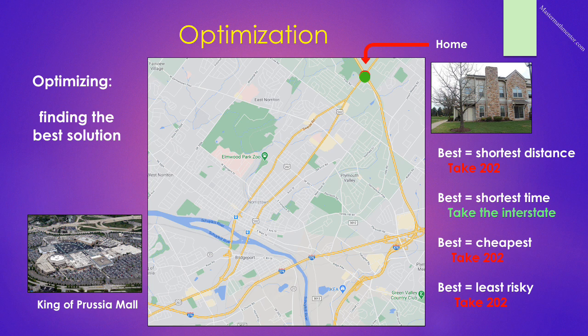and that costs money. If best means least risky, we would also take 202, because once we're on an interstate and there's a traffic jam, we're stuck, whereas with 202, we could go onto side streets. This video will deal with optimization problems and how to make the decision which is the best route to take.